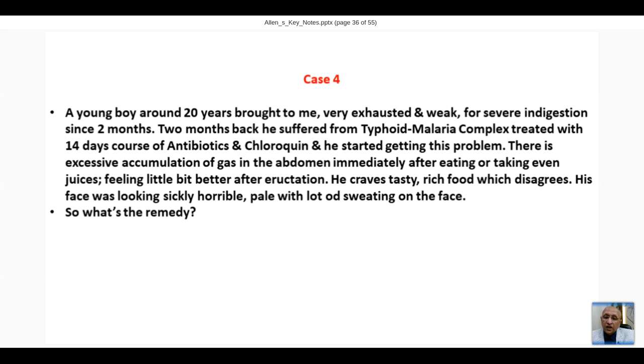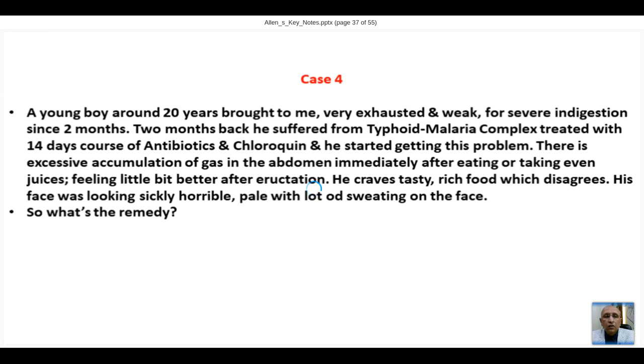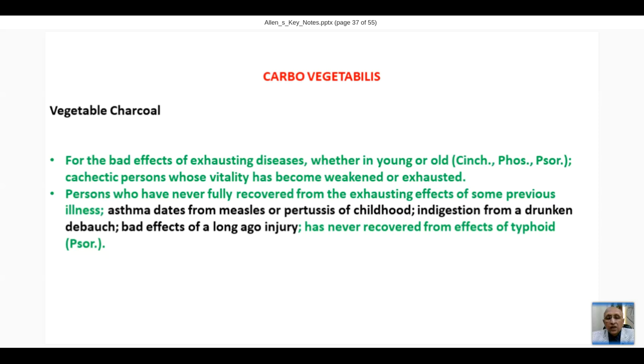So what's the remedy? Remedy everyone knows. If you know Allen, you directly touch the remedy, because this is a clear-cut picture of one remedy, not Nux vomica. A number of times it happens that we look towards Nux vomica because he has consumed allopathic medicine already, and to give Nux vomica seems a better option. Nux vomica may palliate the things, but will not cure the patient. So you are going to find it out similar in one remedy, and that is Carbo veg, a vegetable charcoal.